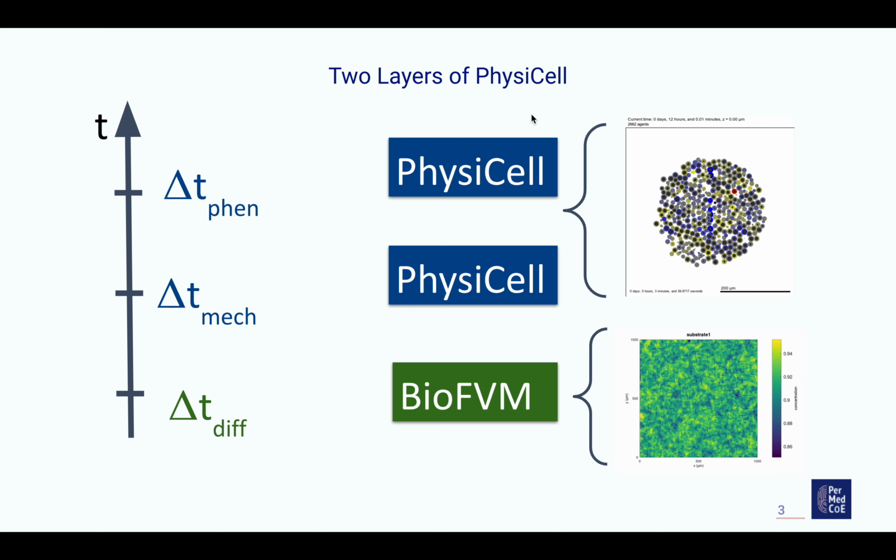PhysiCell can be thought of as being composed of two layers. The lower layer is called BioFVM, and the major function of BioFVM is to solve the partial differential equations modeling the diffusion processes after a finite volume discretization has been carried out on the domain. So the delta T diff, that is the time step for the diffusion processes, is the smallest time step in PhysiCell. The two other time steps, that is the delta T mechanical and the delta T phenotype, are taken care of by the second layer, which is PhysiCell itself. So it takes care of the movement of cells as well as the growth, the division, etc.